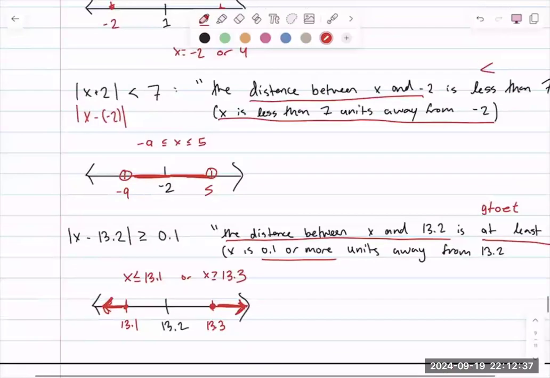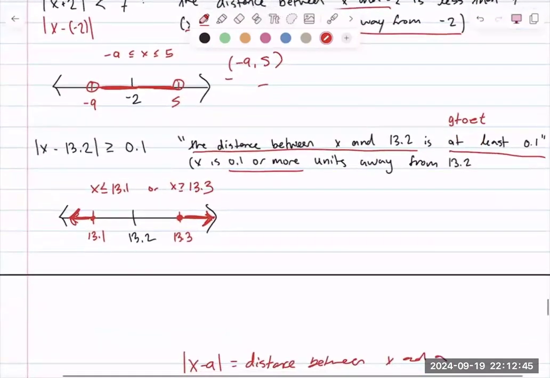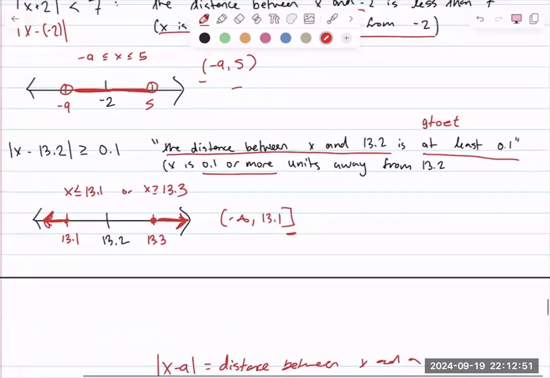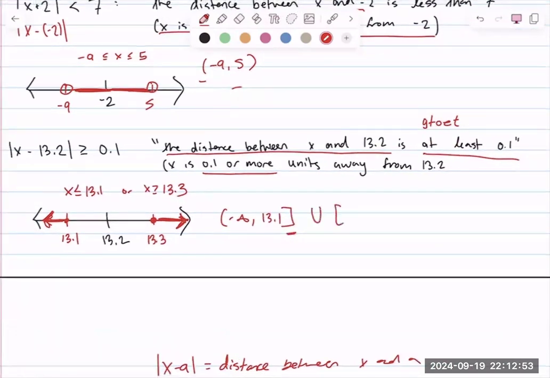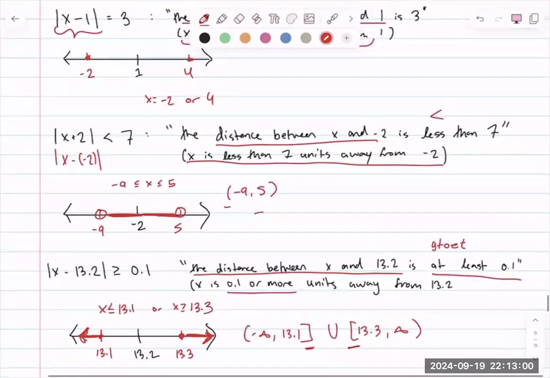So I'm going to go back here, actually. This is the interval negative 9, comma 5. Negative 9 and 5 are not included, so we use open brackets. This one is anything all the way from negative infinity up to 13.1, and that's included, so we use a closed bracket, unioned with 13.3 all the way to infinity, right? And again, 13.3 is included.